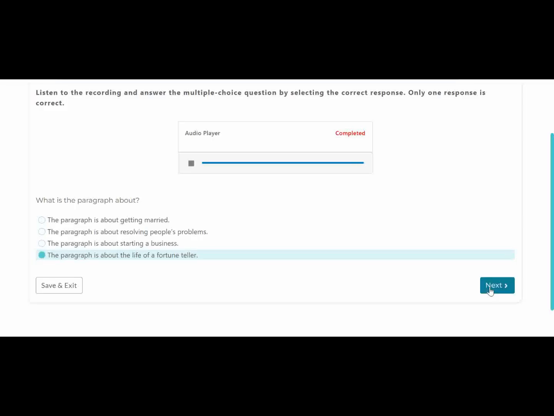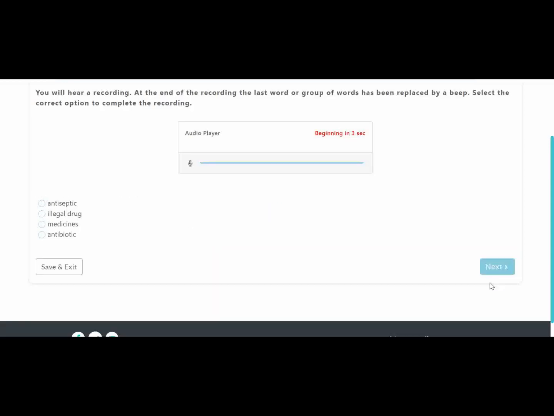So this question is very simple, because the question is what the paragraph is about. You can easily understand the paragraph was about the life of a fortune teller, because none of the other options are matching with the audio. So you can easily check the answer, but you have to focus on the audio as well. So next question, select missing word.